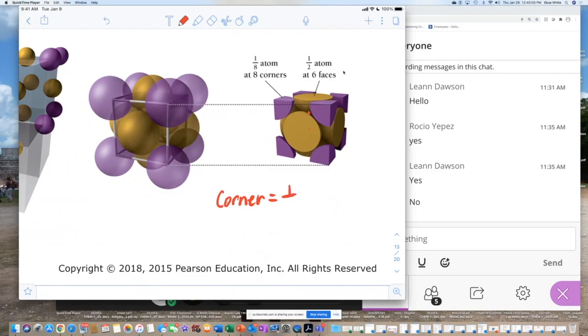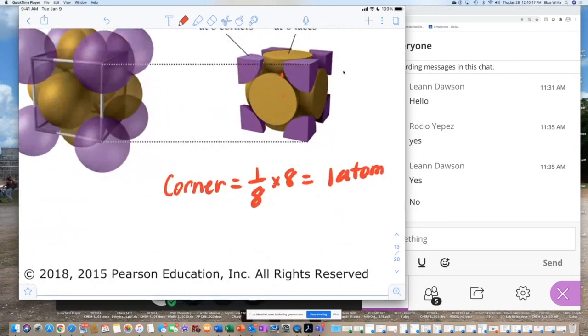1/8. 1/8. And remember, in each cube we have 8 corners, so it's times 8, so we get one atom. Okay. Wow, we haven't done this one, so we kind of have to think about it. Okay, we've seen the value of each piece, right? Or the fraction of each piece inside the unit cell.